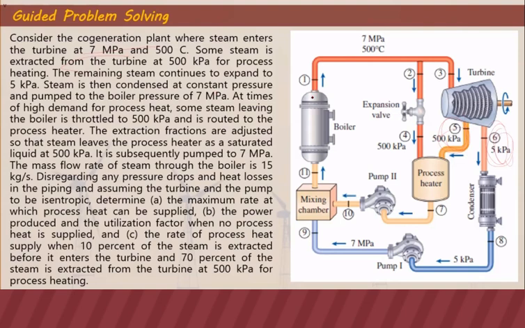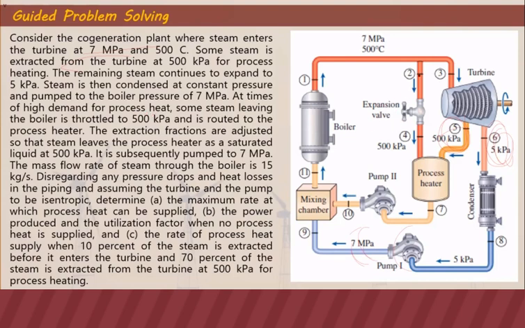Steam is condensed here at the condenser pressure, and after that it is pumped to the pressure of the boiler, which is 7 megapascal. So it's 7 megapascal after leaving the pump from the condenser. At times of high demand for process heat, some steam leaving the boiler is throttled to 500 kPa and is routed to the process heater.